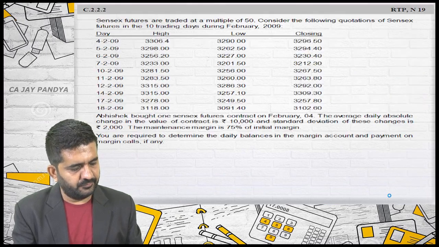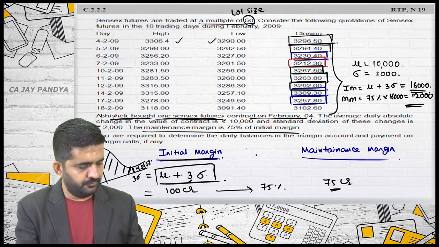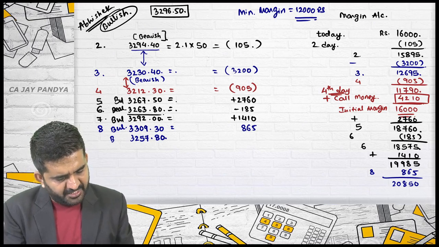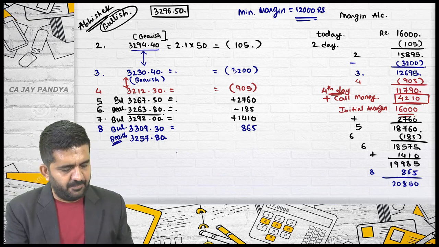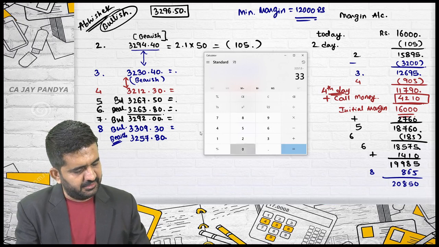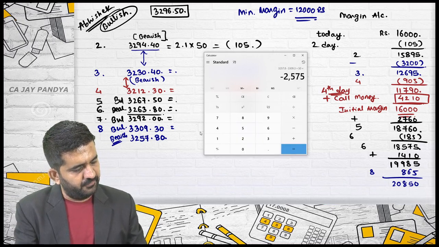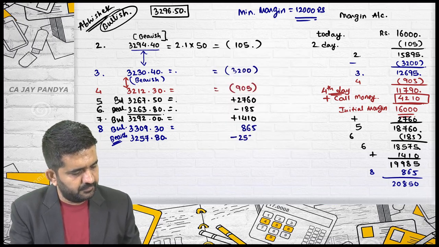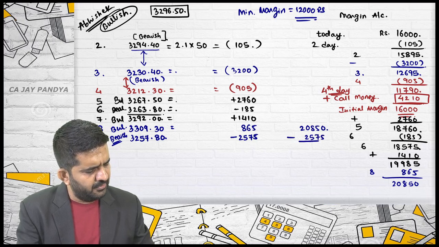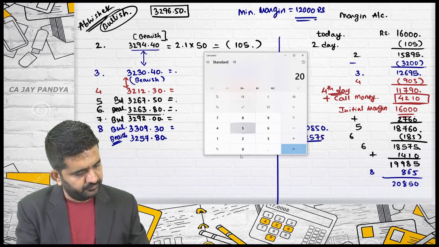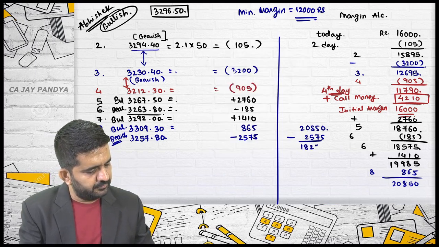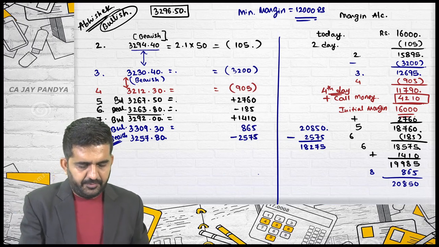Ninth day. 3257.80. The market is bearish. I'll be losing money. How much? 3257.8 minus 3309.3, multiplied by 50, is minus 2,575. Let me do it over here. This was 20,850 minus 2,575, which is 18,275. This is on the ninth day.